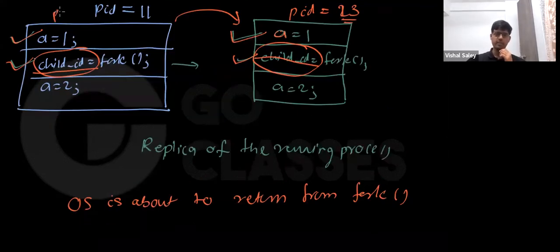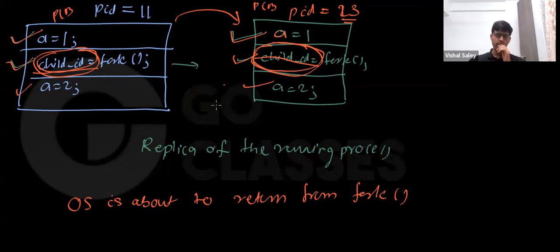This guy has a separate PCB. This guy has a separate PCB. And then basically both the processes have resumed. Then this will get executed and this will get executed. A is equal to 2 and A is equal to 2. Right. So now the only question is, why have we written this? Okay. So we'll get to that.